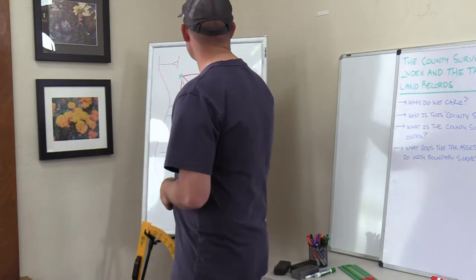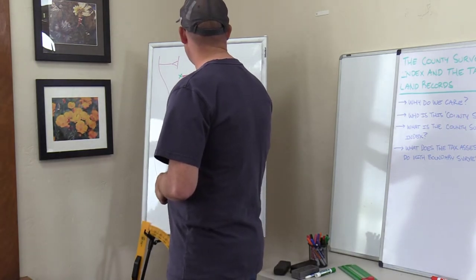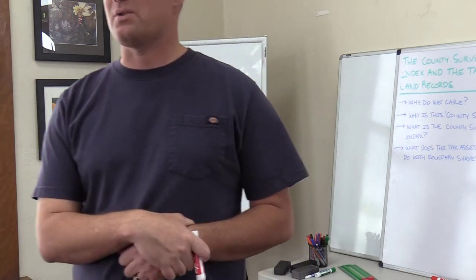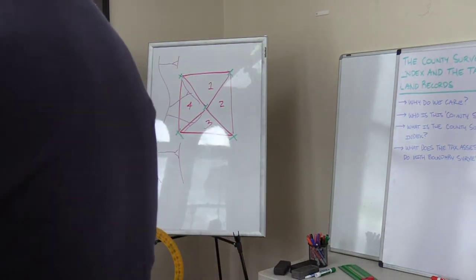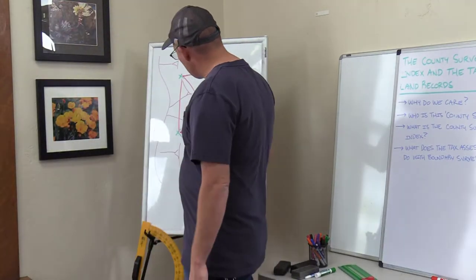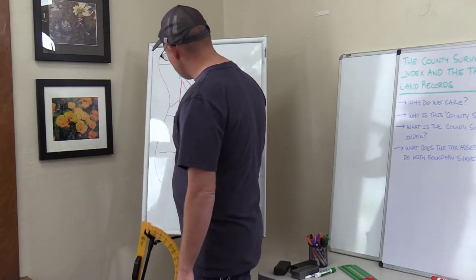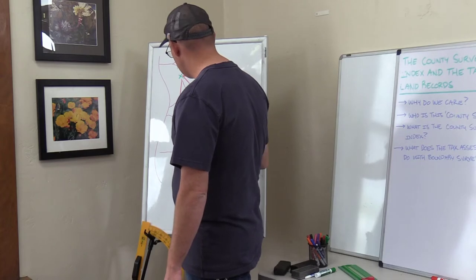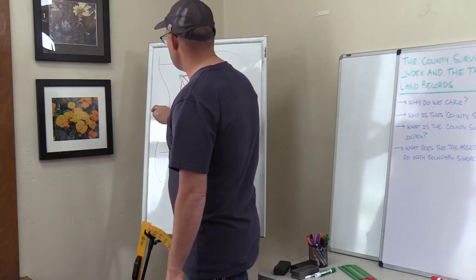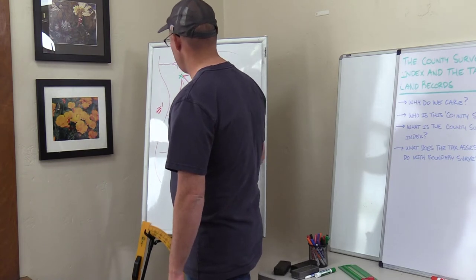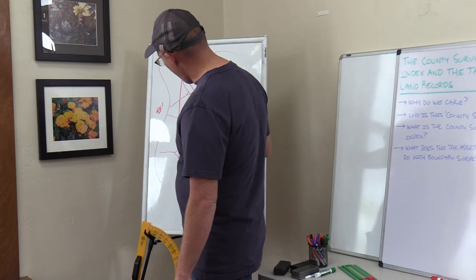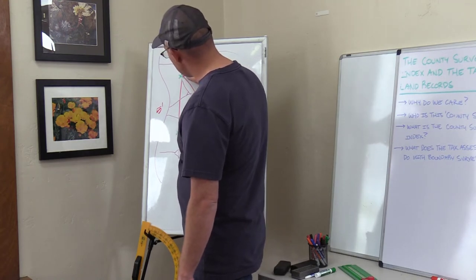So if we number them, which TIN face isn't an accurate representation of the ground surface? 4. 4 is not accurate. Because I want you to think about this: let's say this is elevation 10. This is flat, it's all elevation 10 here. And this is elevation 5, so we've got a 5 foot drop. But all it knows is that this point's at 10 and this point's at 10.